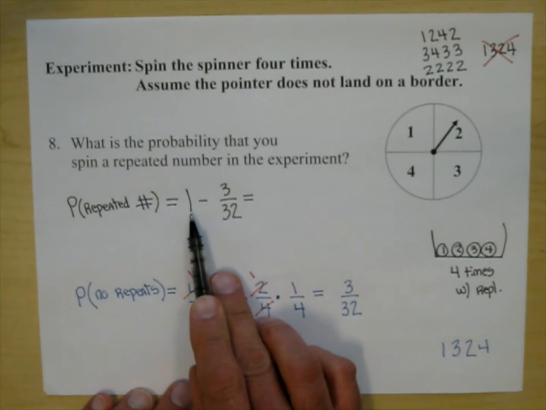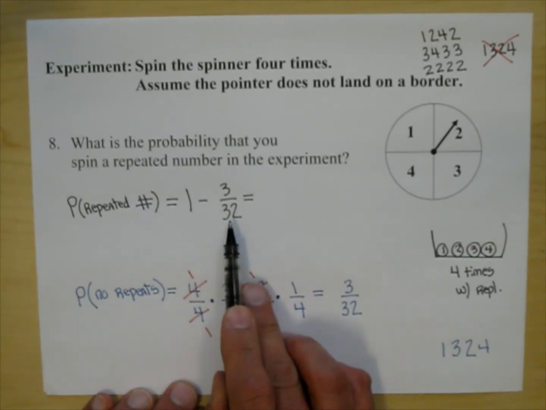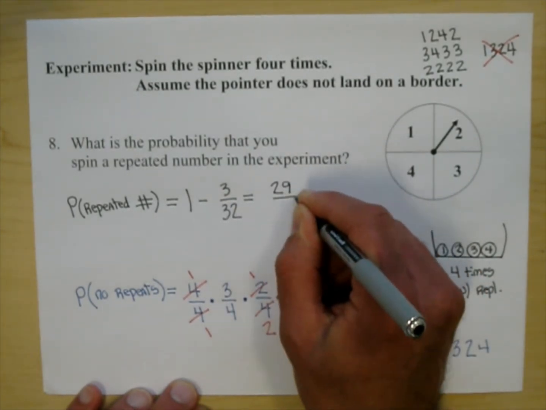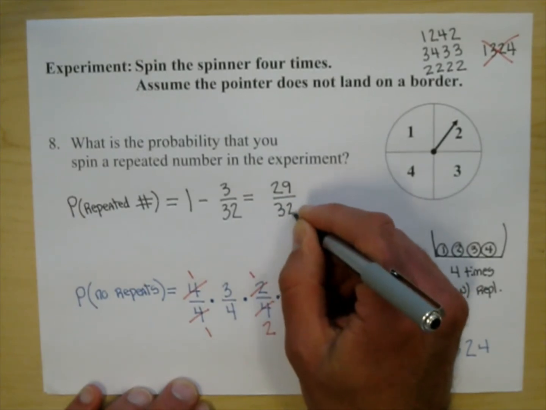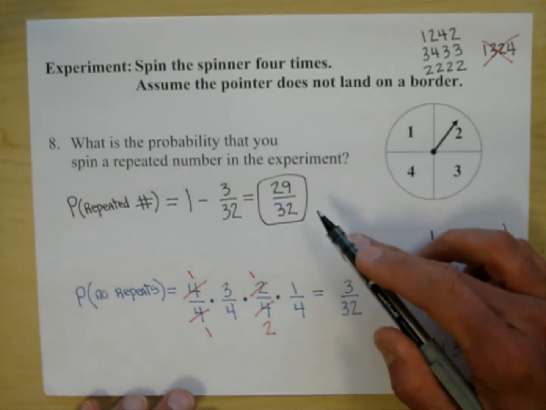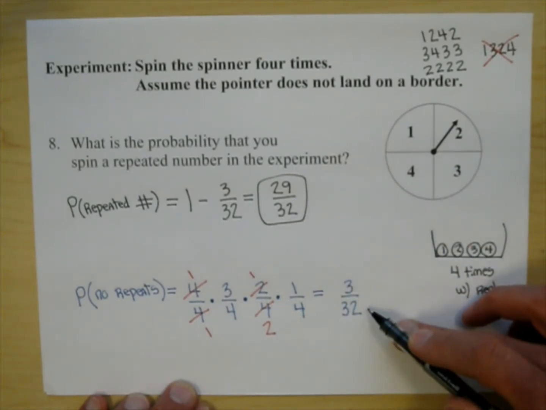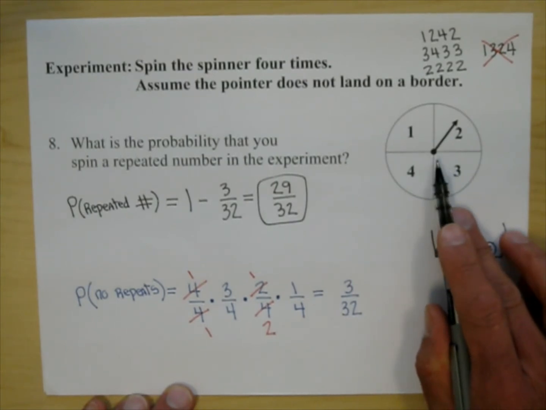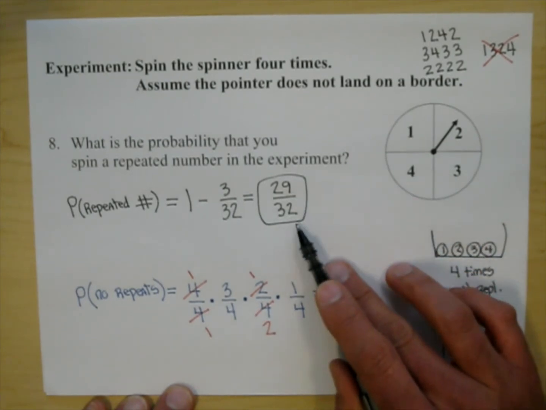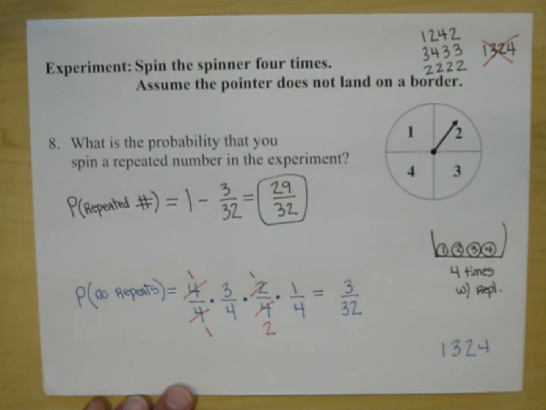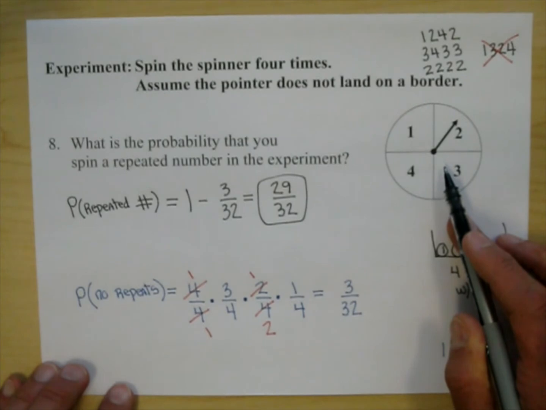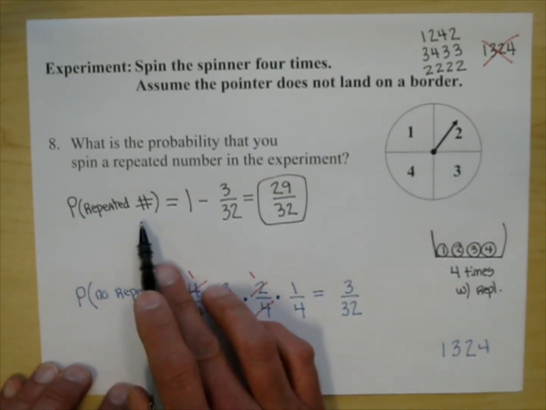Okay, so once again, the quick way of going 1 minus a probability is going 32 minus 3, which is 29, and then we keep this denominator, 29 over 32. And you can see each time we do these problems that these two probabilities add up to 1. So when I do this experiment and spin the spinner 4 times, my probability that I spin a repeated number is 29 over 32, which is very likely. And if you did this experiment again and again, you'd find that most of the times you would get a repeated number.